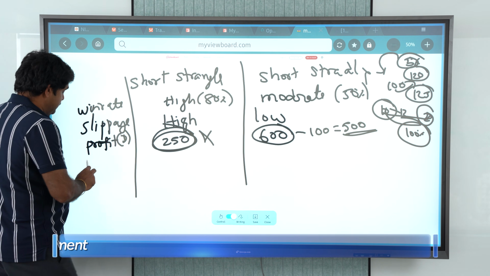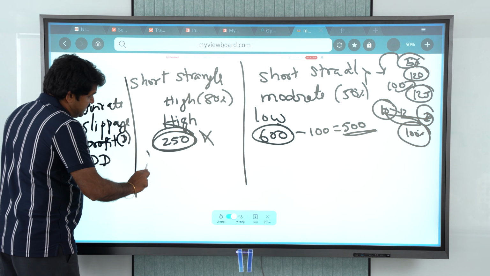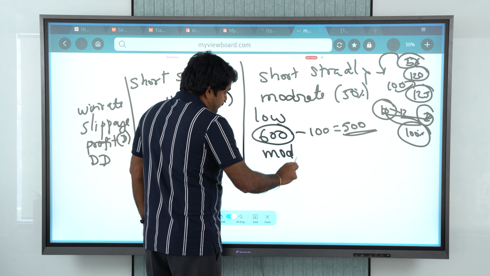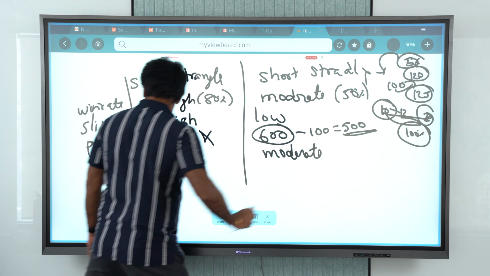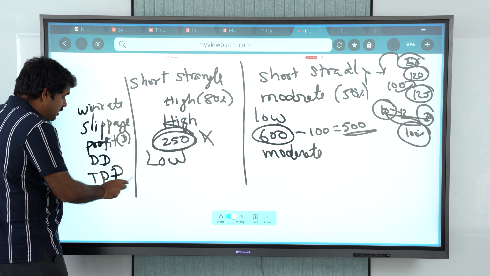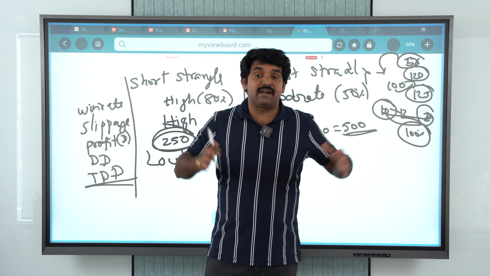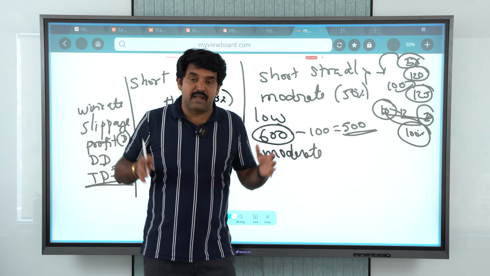Okay, and drawdown, generally it is low for strangle, and this drawdown is moderate for straddle, but this is called time to come out of the drawdown. So with the short strangle, the problem is you rarely go into a bigger drawdown, okay.